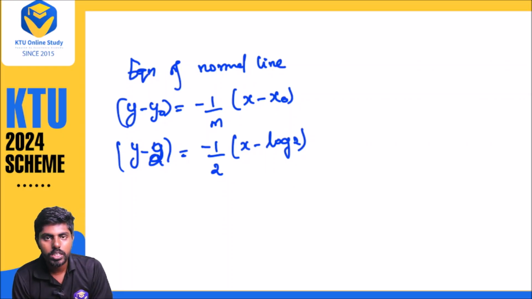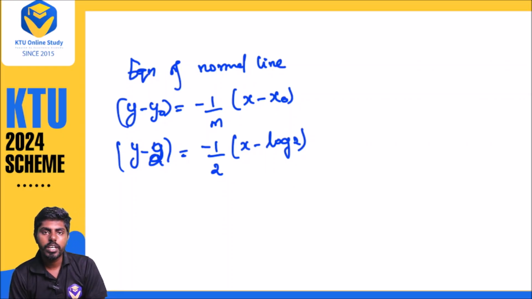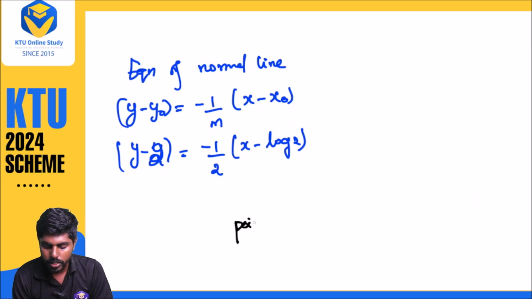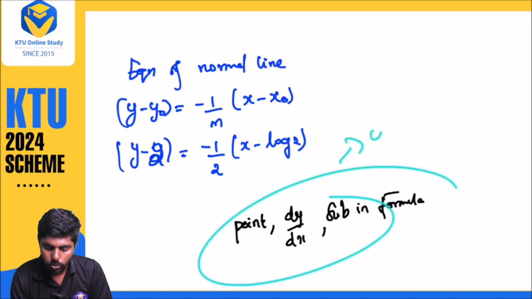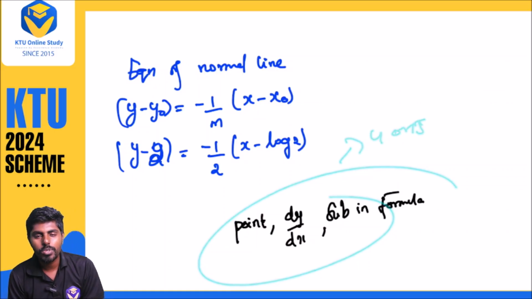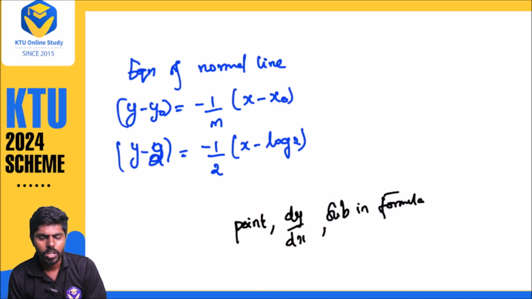So what are the things you want to identify? Whenever in a question they are asking about the equation of normal line or equation of tangent line, you want to identify the point and dy by dx, then substitute in the formula for the equation of tangent line and normal line. If you do this much, you can score 4 or 5 marks. A very simple topic.